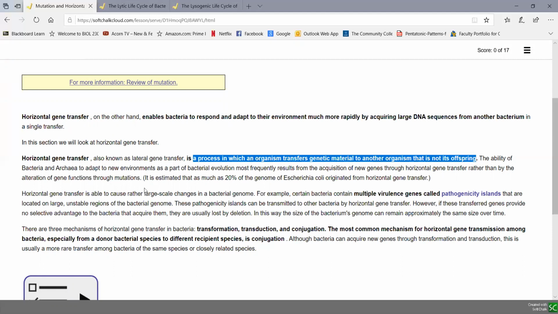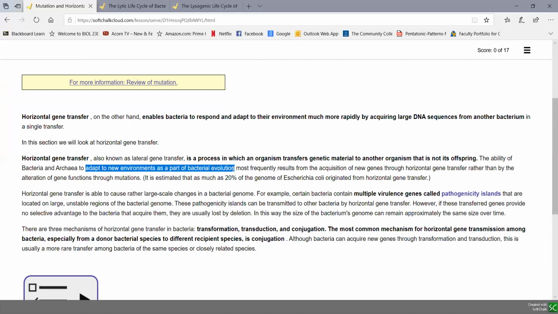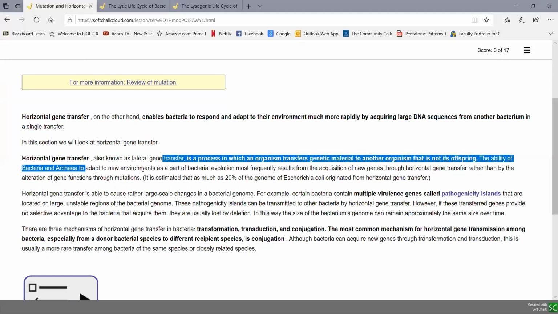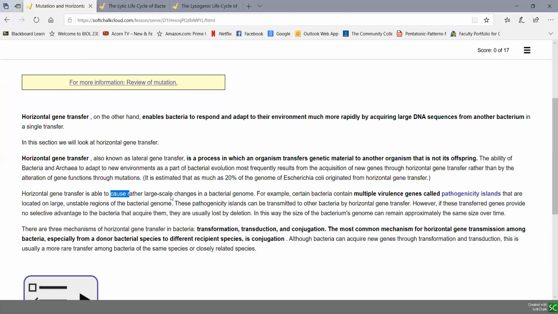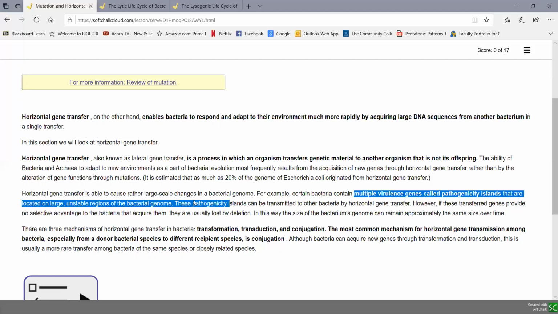And the ability of bacteria and archaea to adapt to new environments as a part of bacterial evolution most frequently results from acquiring new genes through horizontal gene transfer rather than altering single gene functions through mutation. So horizontal gene transfer is going to cause a rather large-scale change in a bacterial genome. For example, virulence factors, often in combination, called pathogenicity islands, that are located on large, rather unstable parts of the bacterial genome, can be transferred to other bacteria by horizontal gene transfer.